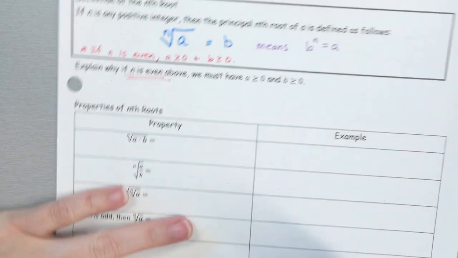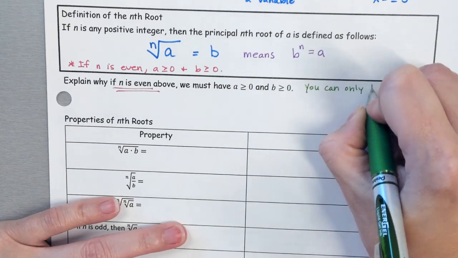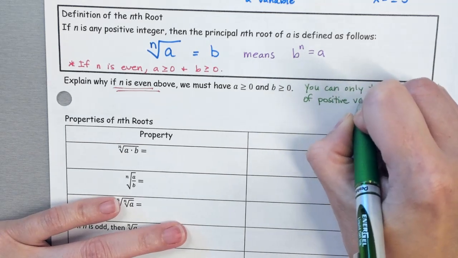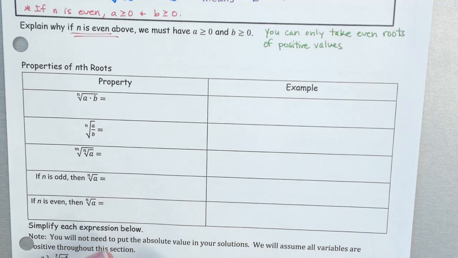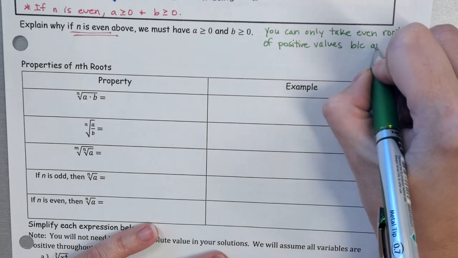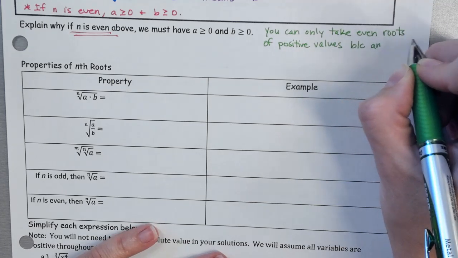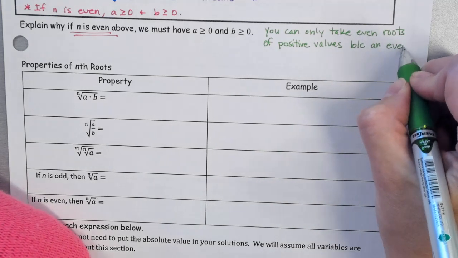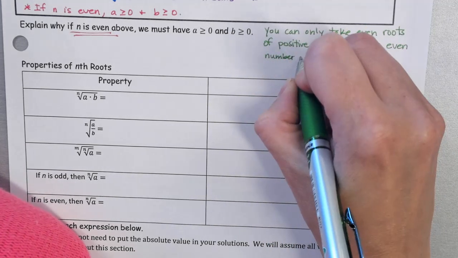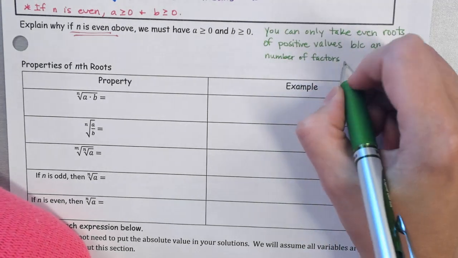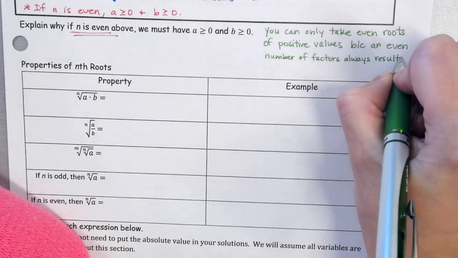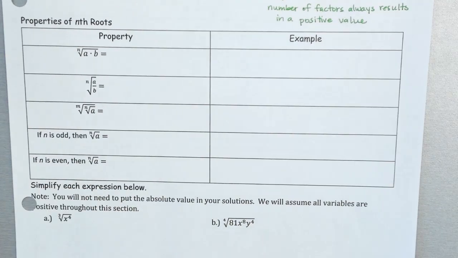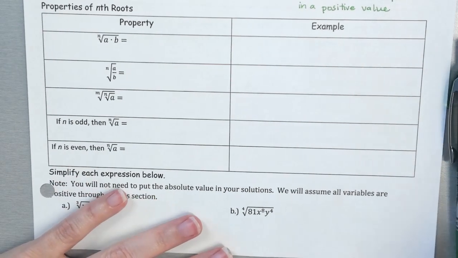Okay, so you can only take even roots of positive values because an even number of factors always results in a positive value.